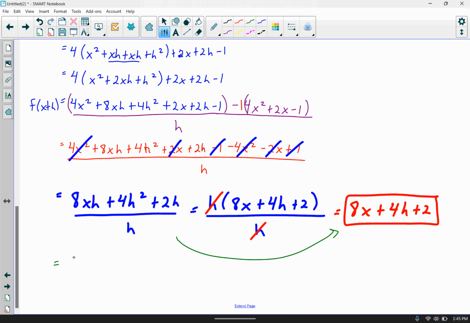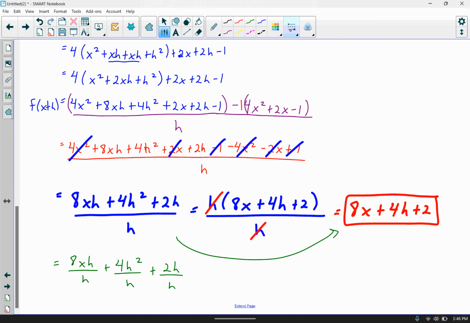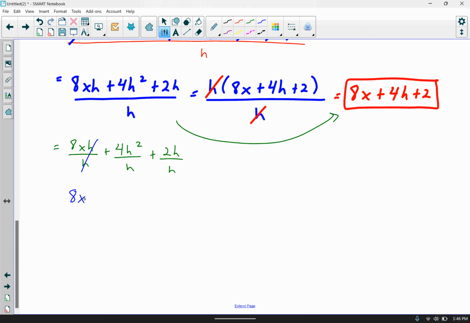Since you're just dividing by one term, it's legal to do this: 8xh divided by h plus 4h squared divided by h plus 2h divided by h, and then go through each term and cancel out what you can. In that first term, those h's cancel out, and that leaves you with 8x. In that second term, one h cancels out, leaving me with 4h. In that last term, those h's cancel out and leave me with the positive 2. So that's another way, if you don't like the factoring out that I did, to think about it too.